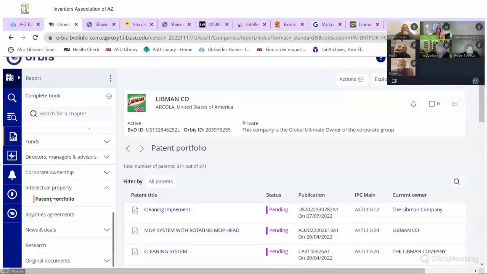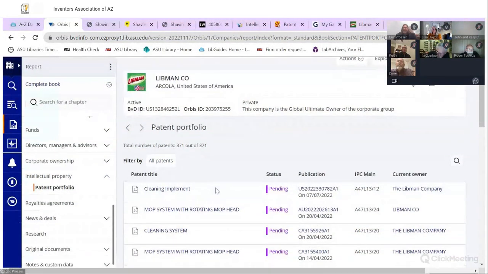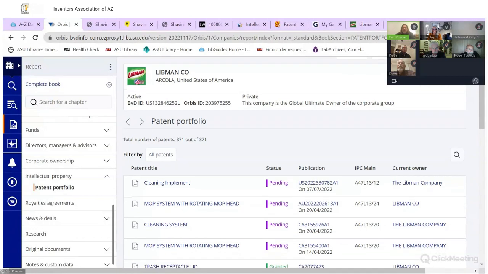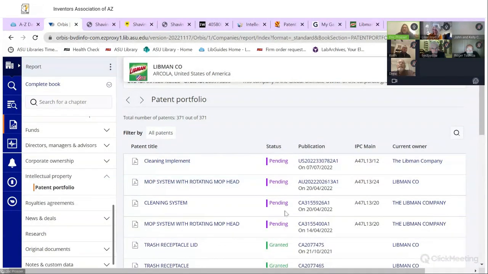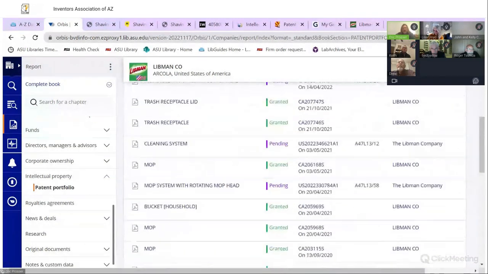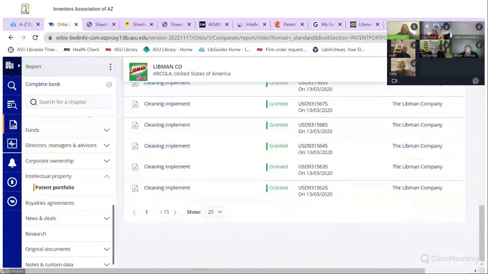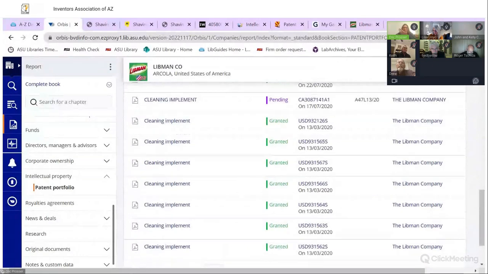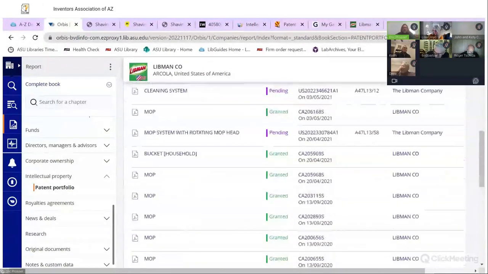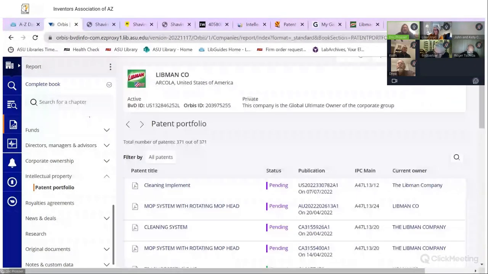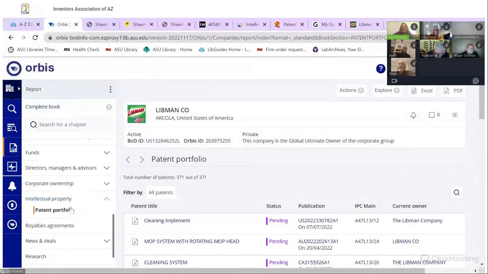And so Orbis does have patent portfolios. Oh, that's cool. So you can see what's pending, what's been granted. And there are ways to search this also through the patent office to see who's got the patents. But that's kind of nice to have in there. I'm glad I went into Orbis today.